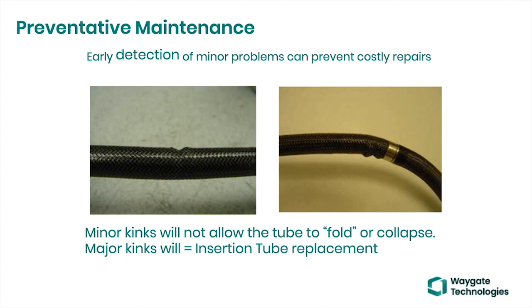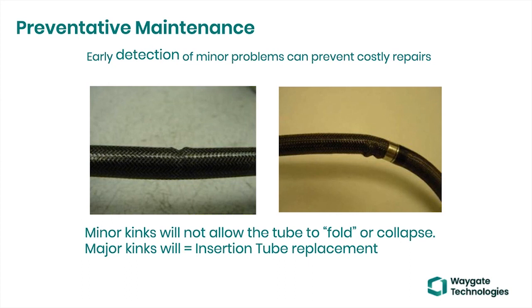We tested at the factory that way. These quote-unquote minor kinks will break down the polyurethane in some cases, and liquid can ingress there, migrate down the path of the insertion tube internally, and then cause failures of the camera because the camera now has liquid inside of it.